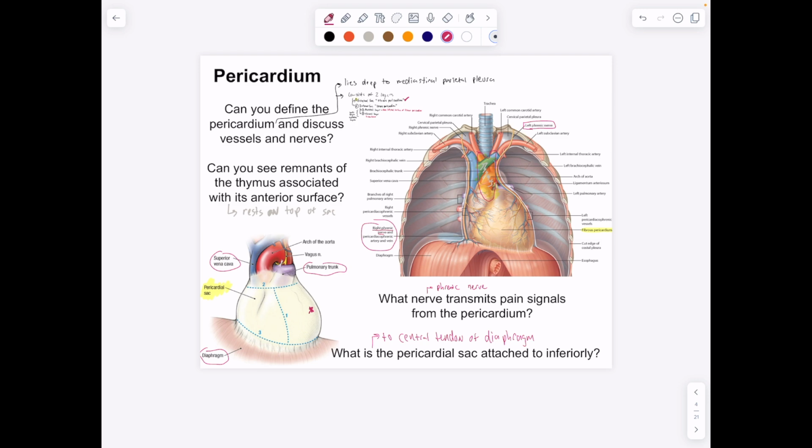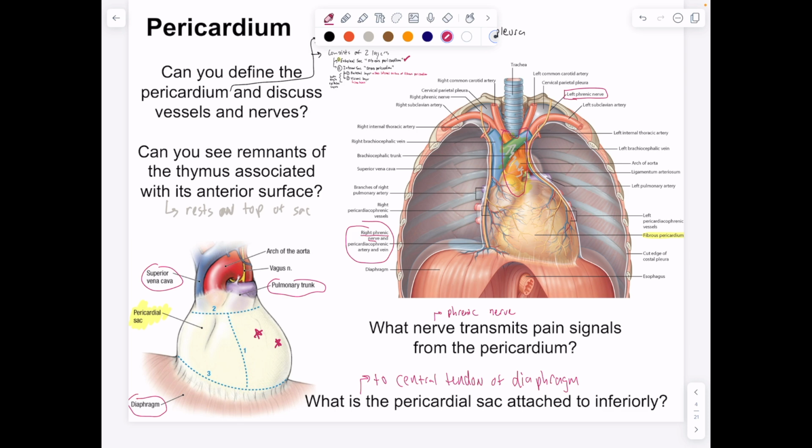Okay, so again, we're looking at the pericardial sac. We have the right phrenic nerve and the pericardiacophrenic artery and vein coming down the side here and going to the diaphragm. And then on the left-hand side, we have basically the exact same thing: the left phrenic nerve and left pericardiacophrenic vessels leading to the diaphragm. And so what nerve transmits pain signals from the pericardium? That would be the phrenic nerve, which we can see is giving branches into the pericardium right there. All right, what is the pericardial sac attached to inferiorly? Well, we can see it's attached to the central tendon of the diaphragm, so the diaphragm.